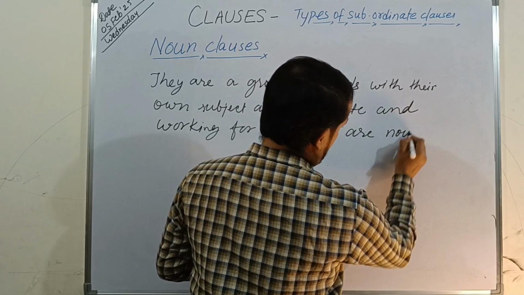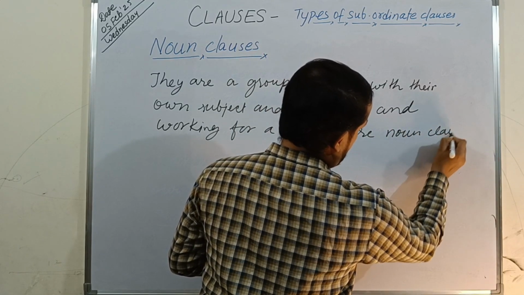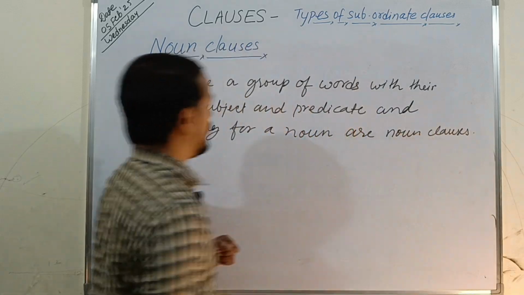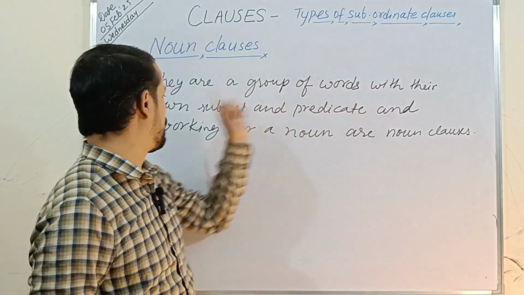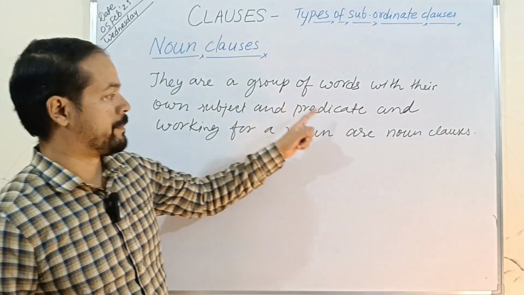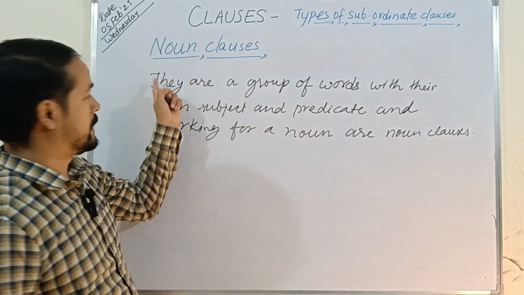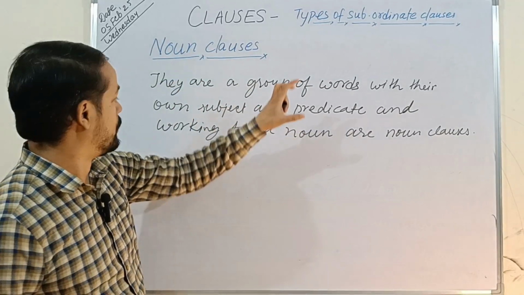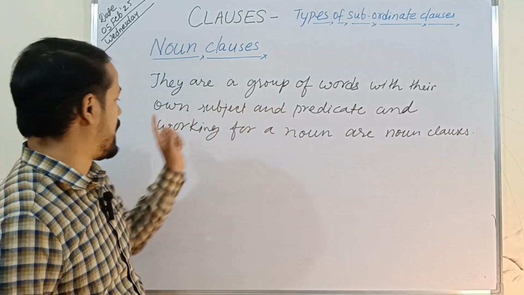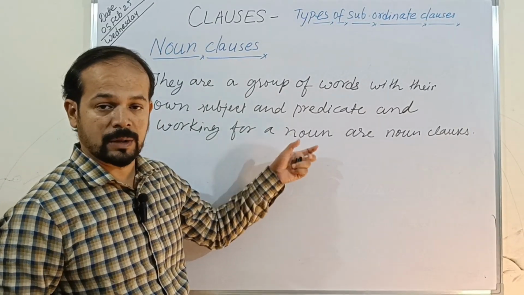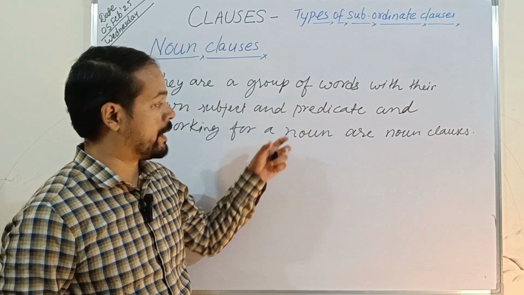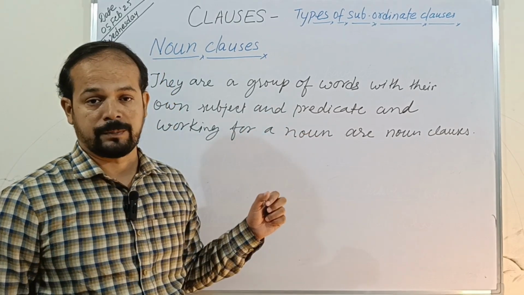Now let me just read it out once again. They are a group of words with their own subject and predicate. What is a noun clause? It's a group of words with its own subject and predicate, and it is working for a noun. When a subordinate clause is working for a noun, it is a noun clause.